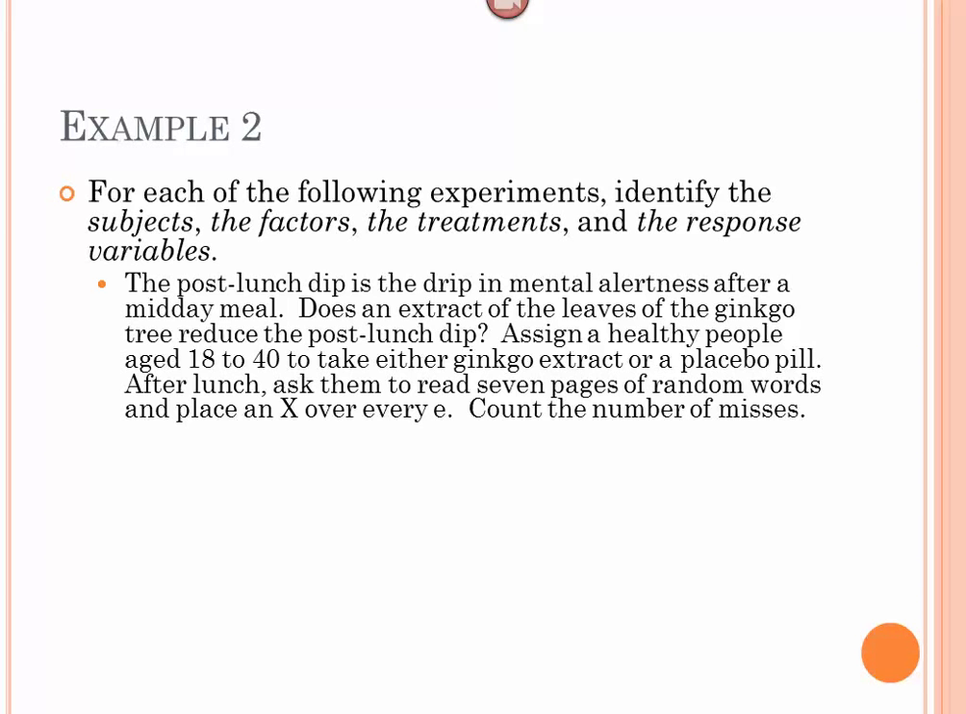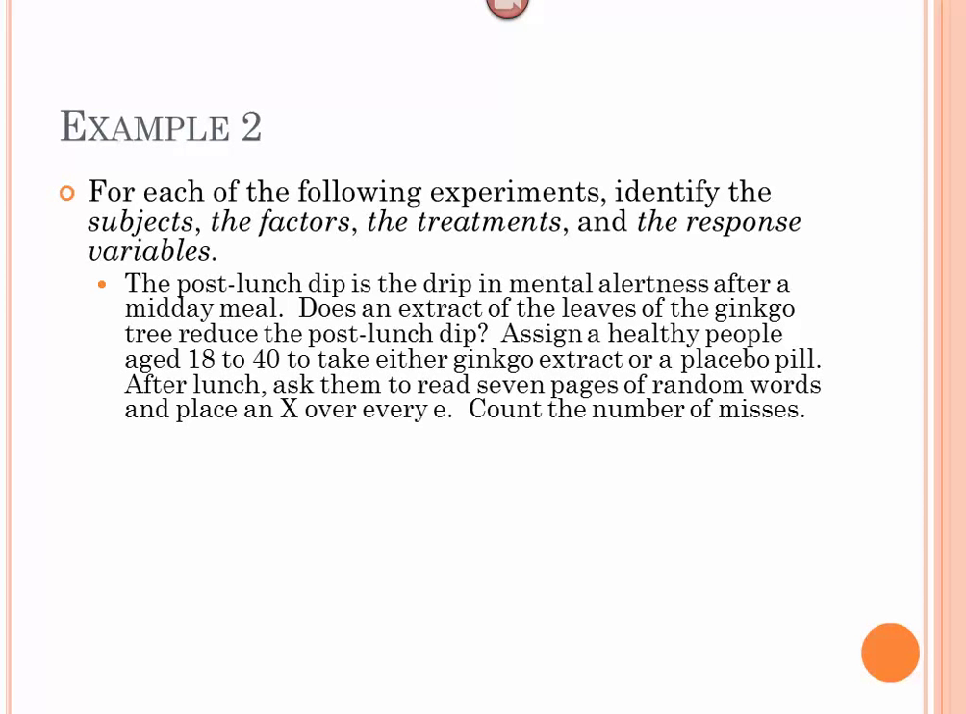The post-lunch dip, that's supposed to say dip, in mental alertness after a midday meal. Does an extract of the leaves of a ginkgo tree reduce this post-lunch dip? We assign healthy people, age 18 to 40, to take either a ginkgo extract or a placebo pill. After lunch, we ask them to read 7 pages of random words and place an X over every E, and we count the number of misses.